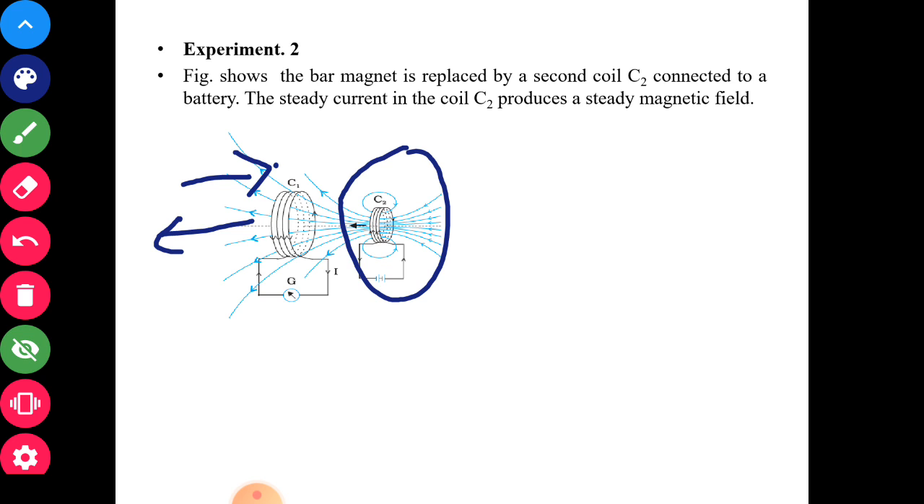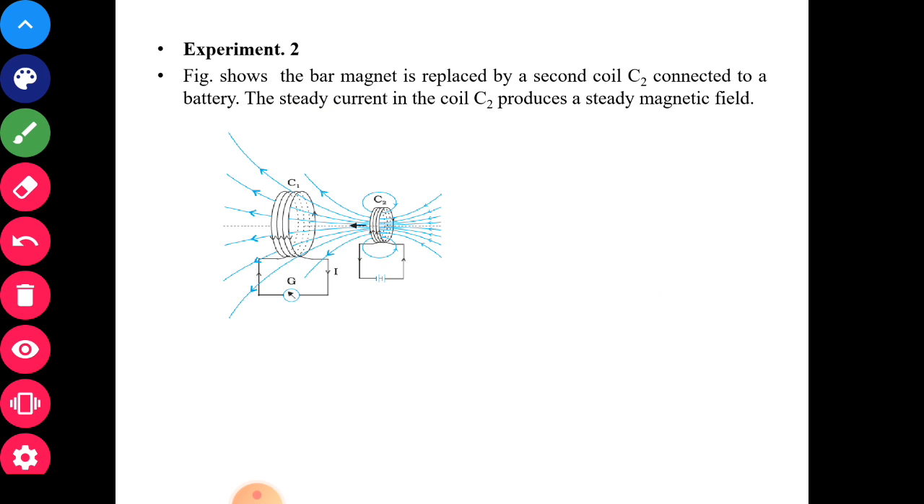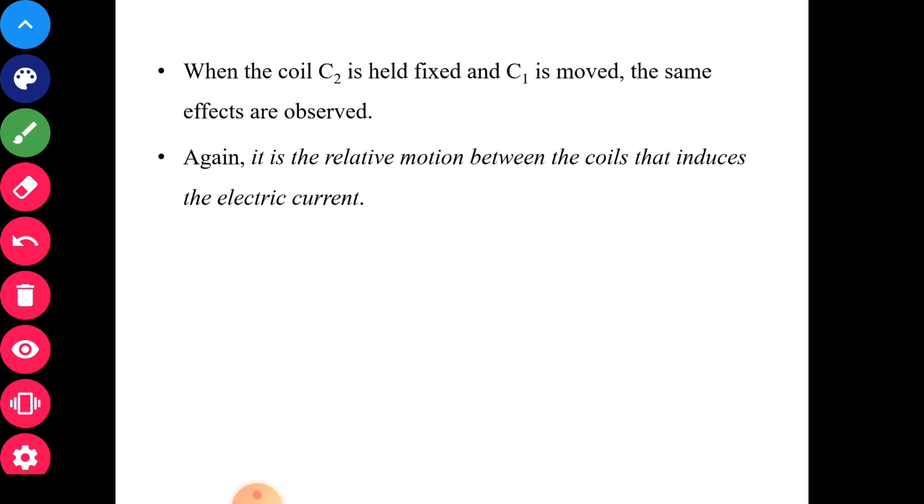When you are taking it towards the second coil, say for example the galvanometer shows a deflection towards the right, and when you are taking it away from the second coil, it will show a deflection towards the left, that is opposite to the earlier deflection. So these are the observations obtained from this experiment.